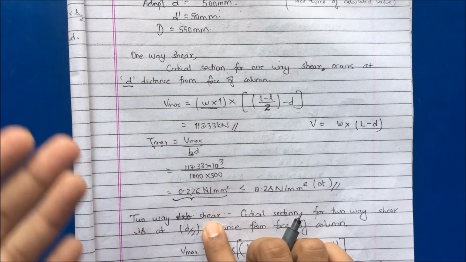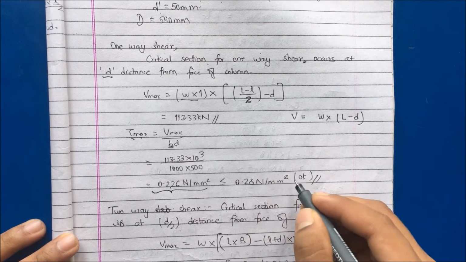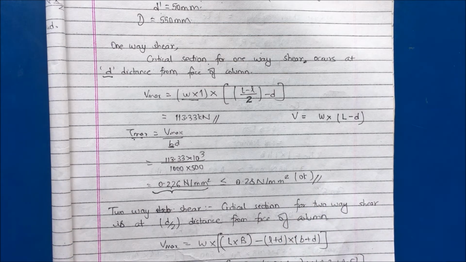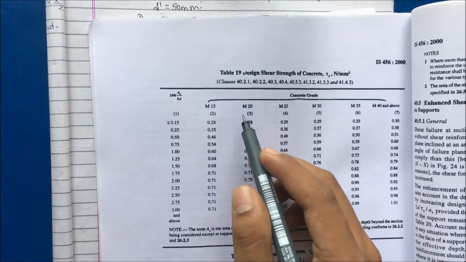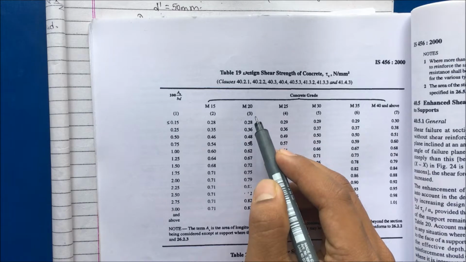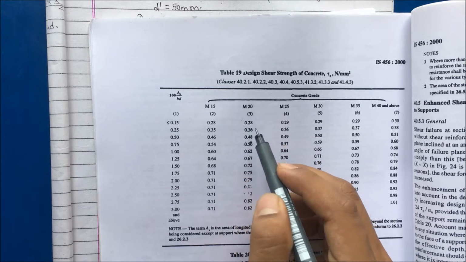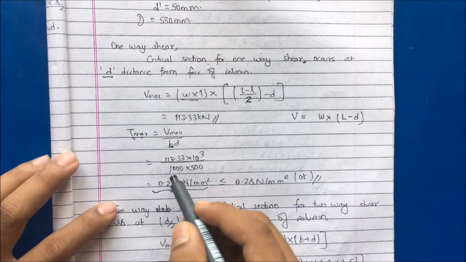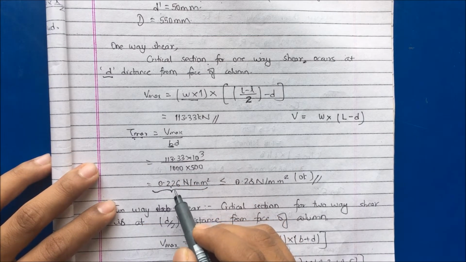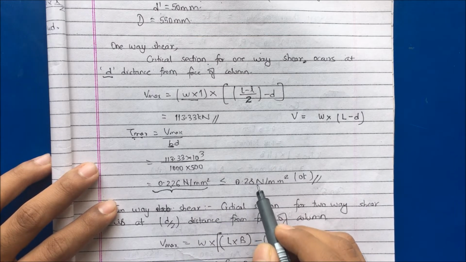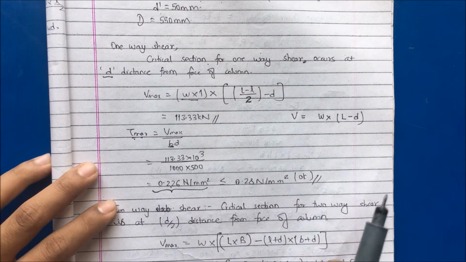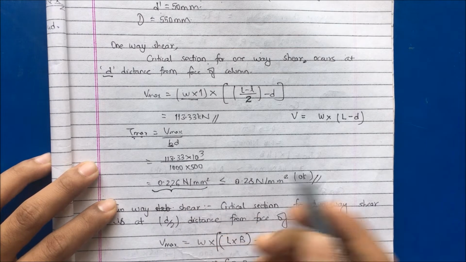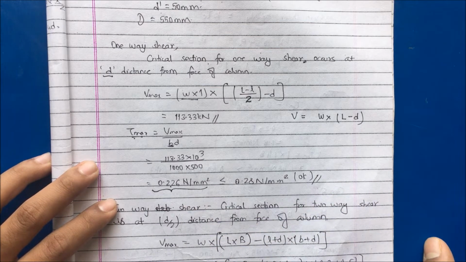Now let us check with the permissible value, which should be less than or equal to 0.28 Newton per mm square. What this signifies is that if you go to Table 19 of IS 456, page 73, you will find that for M20 grade the minimum shear strength of concrete is 0.28. So we are using M20 and the minimum shear strength of concrete is 0.28 Newton per mm square, and the value calculated with the depth as 500, the maximum shear stress acting, is 0.226 Newton per mm square, which is less than the design shear strength of concrete. Hence there is no requirement of any shear reinforcement in the footing. The shear strength of concrete is sufficient to withstand the shearing effect.